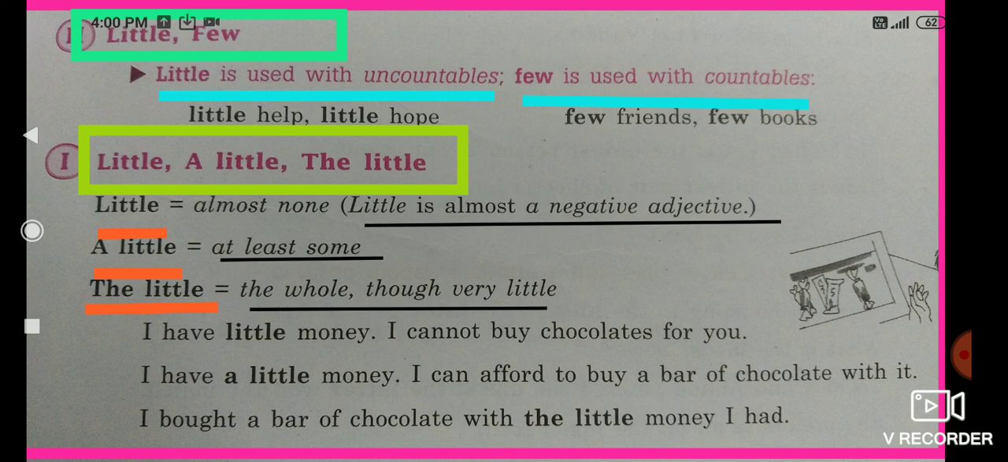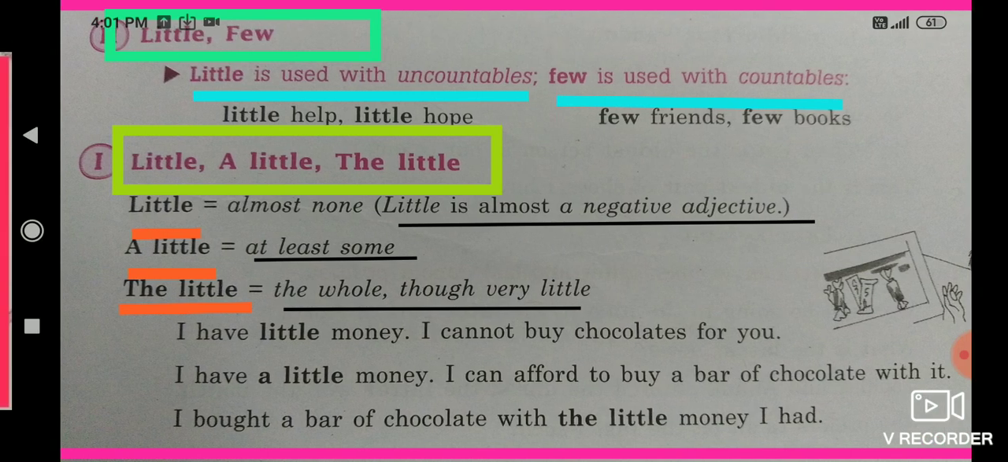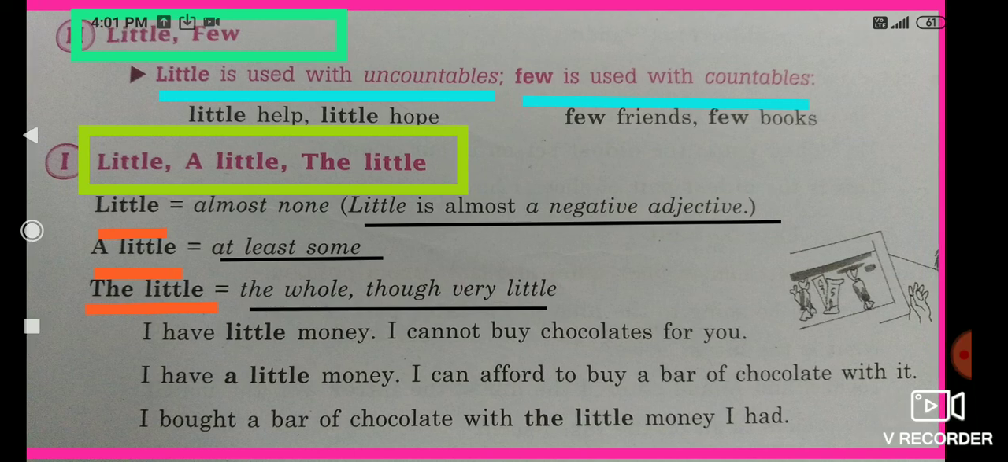Little is used with uncountable nouns and few is used with countable nouns. Now the difference between little, a little and the little. Little is used to show negative, meaning almost none, and a little is used to show at least some. The little is used to show the whole amount of any noun, the very little. Like, I bought a bar of chocolate with the little money I had. So here the amount is little, but the whole we are presenting by the adjective the little.